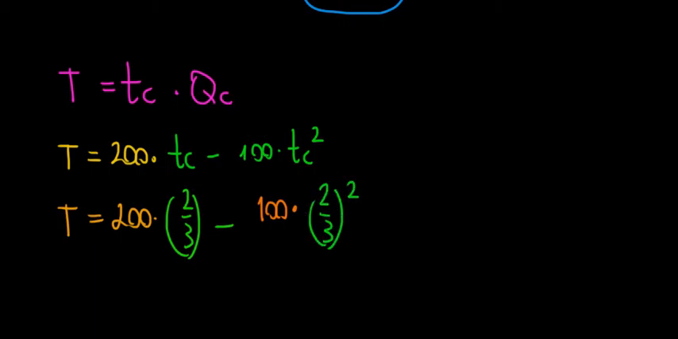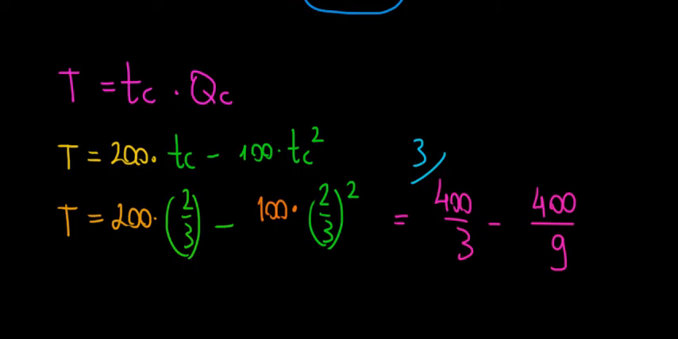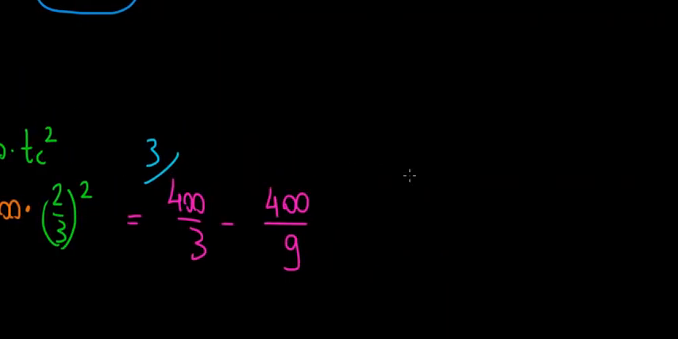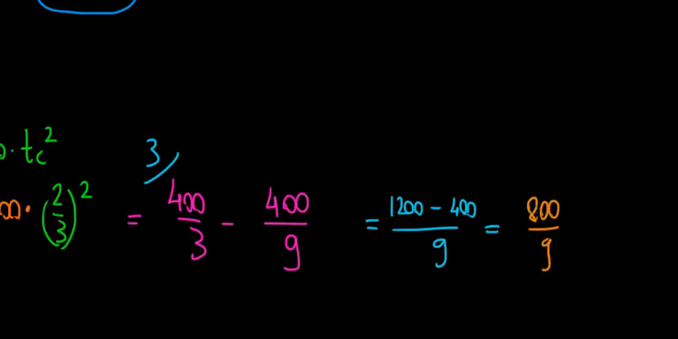Let's solve the math to see what we get. 200 times 2, that's 400, divided by 3, minus 100 times 2 squared, that's 4, so that's another 400, divided by 3 squared, which is 9. So we have a subtraction over here with two different denominators. Let's make it a common denominator. 400 times 3, that's 1200. 1200 minus 400, divided by 9, is equal to 800 divided by 9.